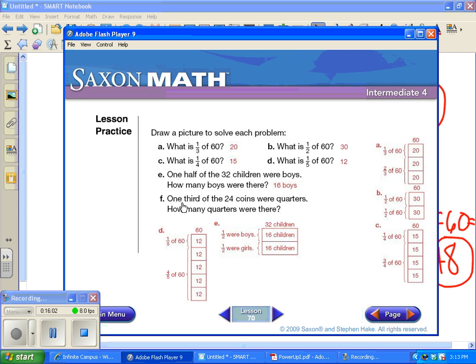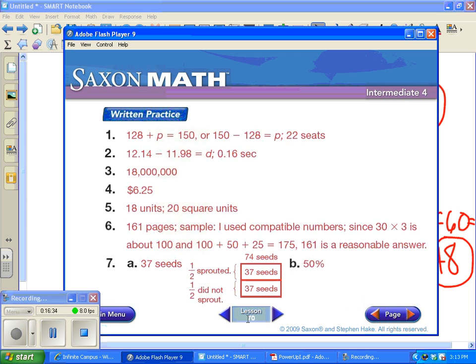Look at F. 1/3 of the 24 coins were quarters. How many quarters were there? Well, 1/3 of the 24, that'd be 24 divided by 3. Think of your 3 multiplication facts. That'd be 8, wouldn't it? 3 times 8 is 24. And if we're talking about thirds, we draw 3 rectangles. And each one of those, when we divide it, stands for 8.